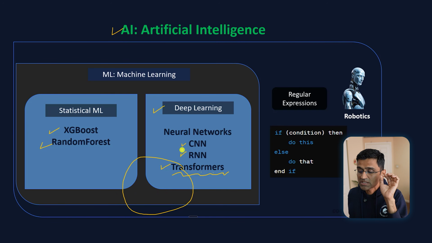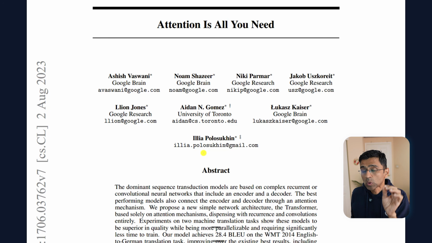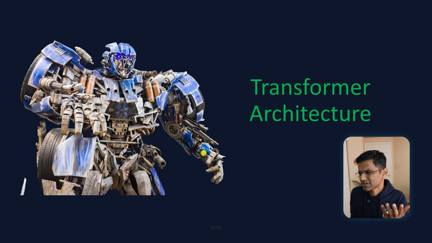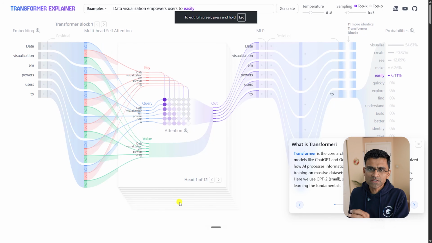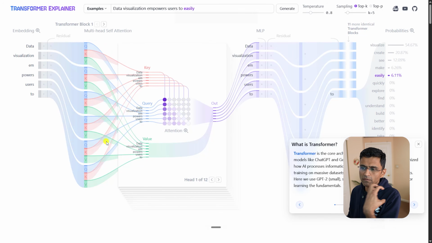And this breakthrough happened when Google published this paper called "Attention is All You Need." This is the key moment in history which has made LLMs possible. Okay, so how does a transformer really work? I love this website. It will show you a visual representation of the transformer architecture.